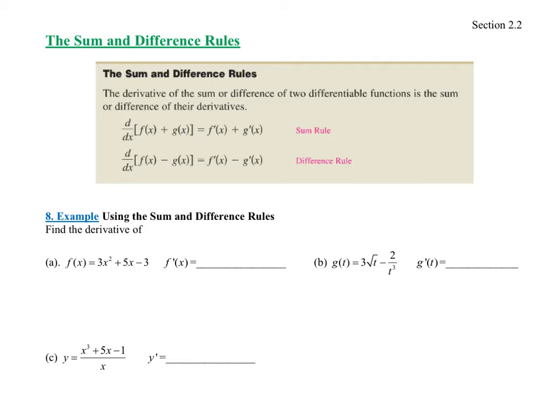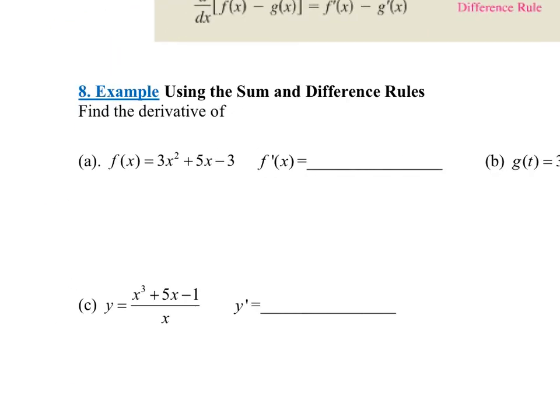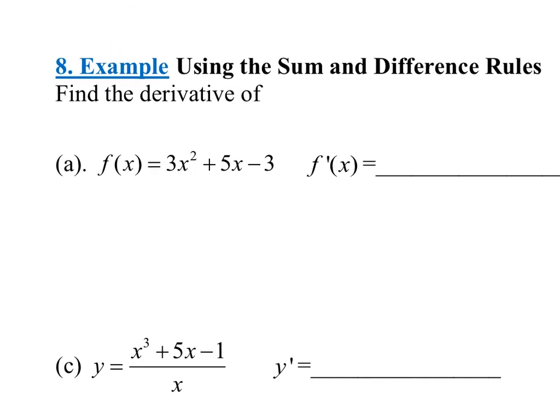So let's use these rules in the next one. It says find the derivatives. A is f of x equals 3x squared plus 5x minus 3. If I want to find the derivative of that, what do I do? I find the derivative of each part. What's the derivative of 3x squared? Well, it would be 3 times the derivative of x squared. Derivative of x squared is 2x. Plus 5 times the derivative of x. Well, the derivative of x is just 1.